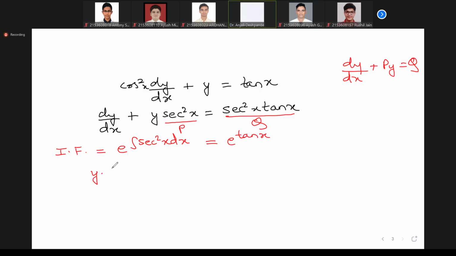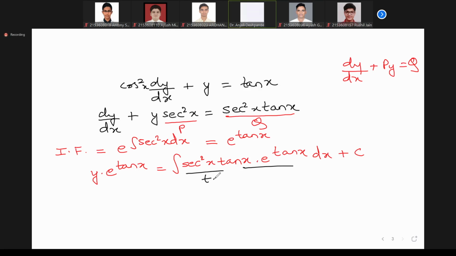So y into integrating factor, so e raised to tan x is equal to integration. Now q. So secant square x into tan x into integrating factor and plus c. Now left hand side, nothing is to be done. So right hand side, what will you do? How to go about all this? Very easy. How we will go about the integration?